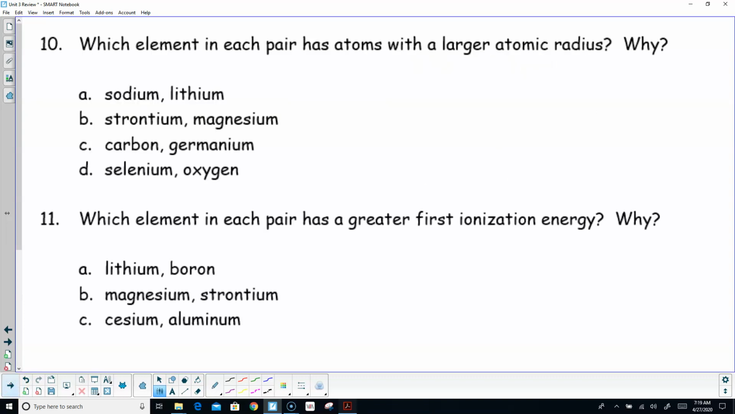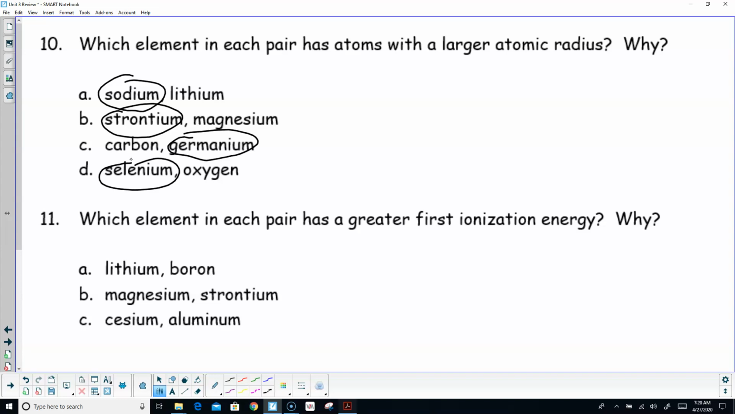Which of these elements has the highest radius? Sodium and lithium, it's sodium. Why? It has one more energy level. Strontium and magnesium, it's going to be strontium because it has two more energy levels. It's in the fifth period, and magnesium's only in the third. So strontium has 5 rings, magnesium has 3. Germanium is further down, more rings. Selenium or oxygen, selenium.